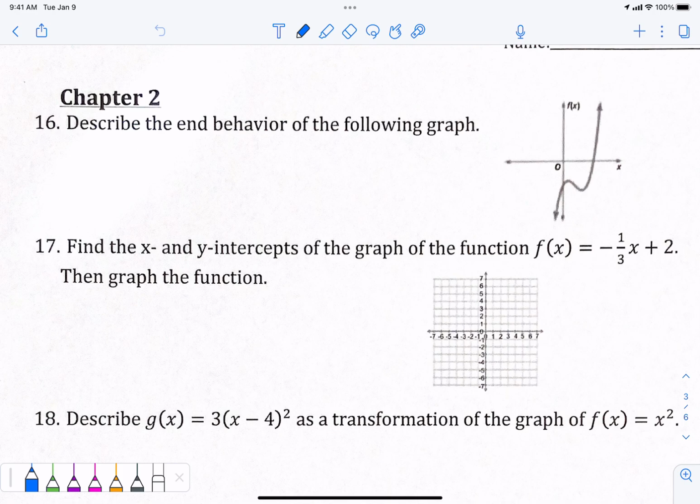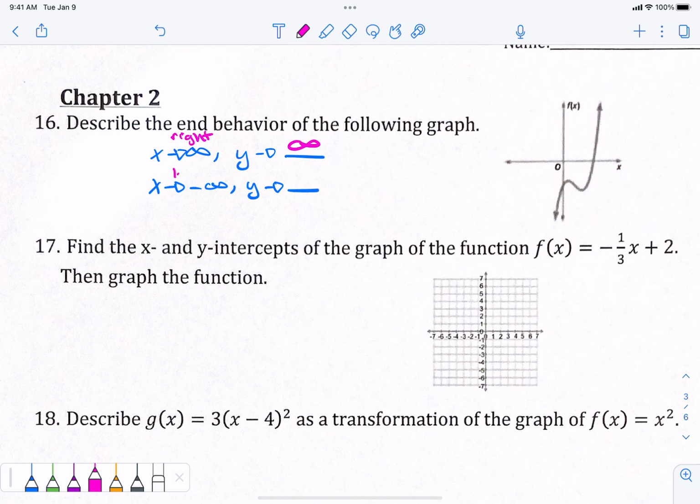Here, there we go. Okay, end behavior. X goes to infinity, y goes to blank. X goes to negative infinity, y goes to blank. X going to infinity means on the right side. What is it doing on the right? Going up. On the left, it's going down, negative infinity. Those ones are pretty easy. We know how to do those.